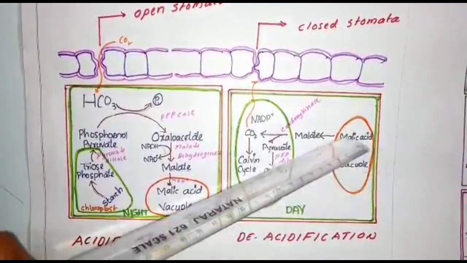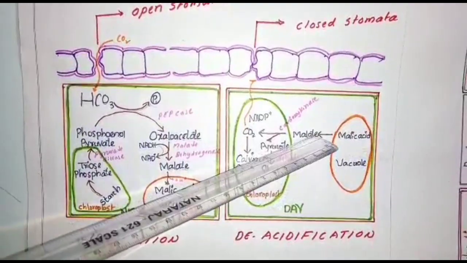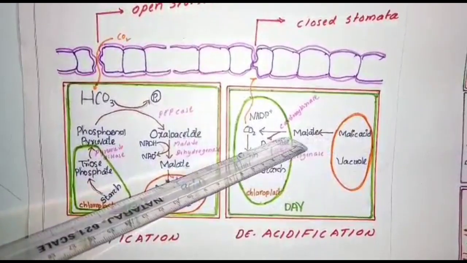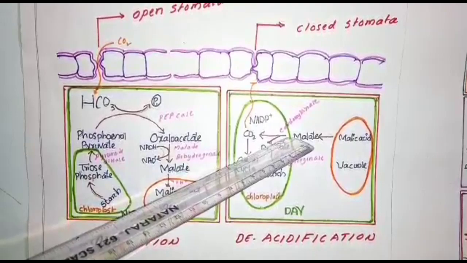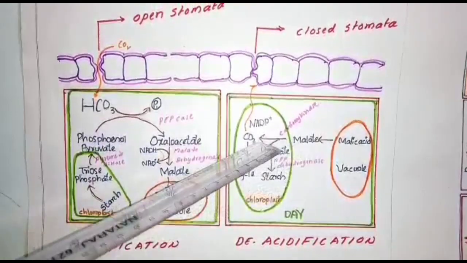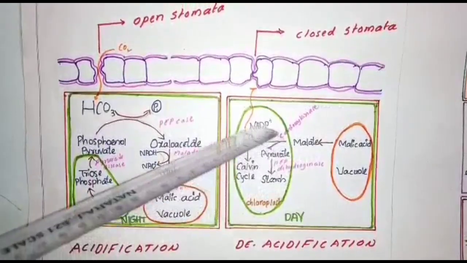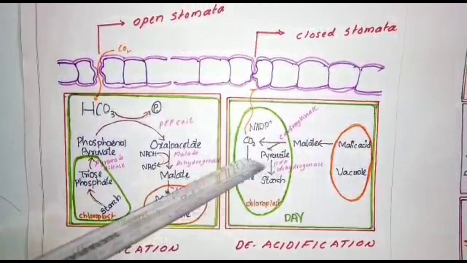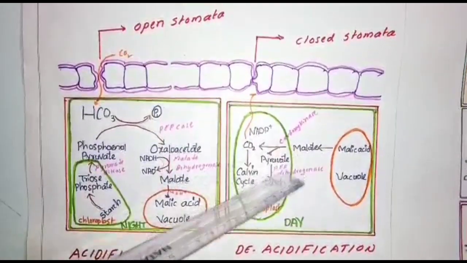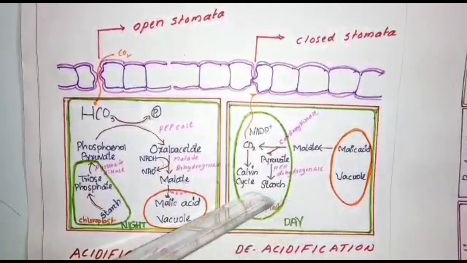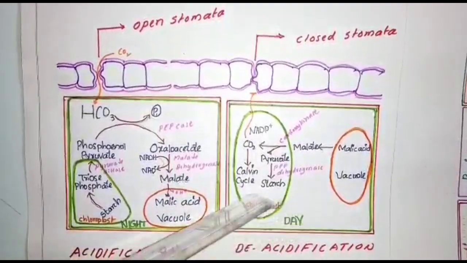Now, during daytime, malic acid is converted to malate. The malate is converted to oxaloacetic acid. The oxaloacetic acid is converted to pyruvate as well as carbon dioxide. This carbon dioxide undergoes the Calvin cycle as the usual dark reaction, but pyruvate undergoes starch formation. This process takes place within the chloroplast.